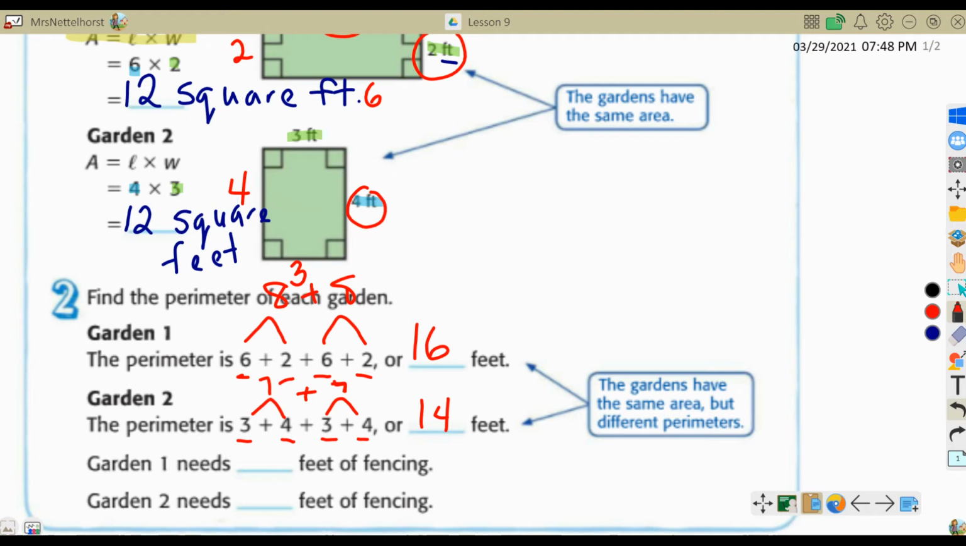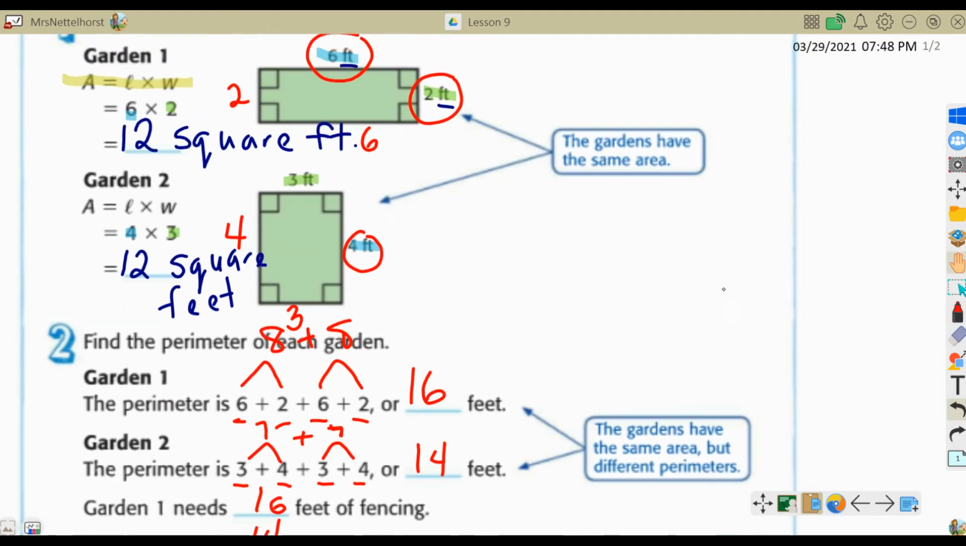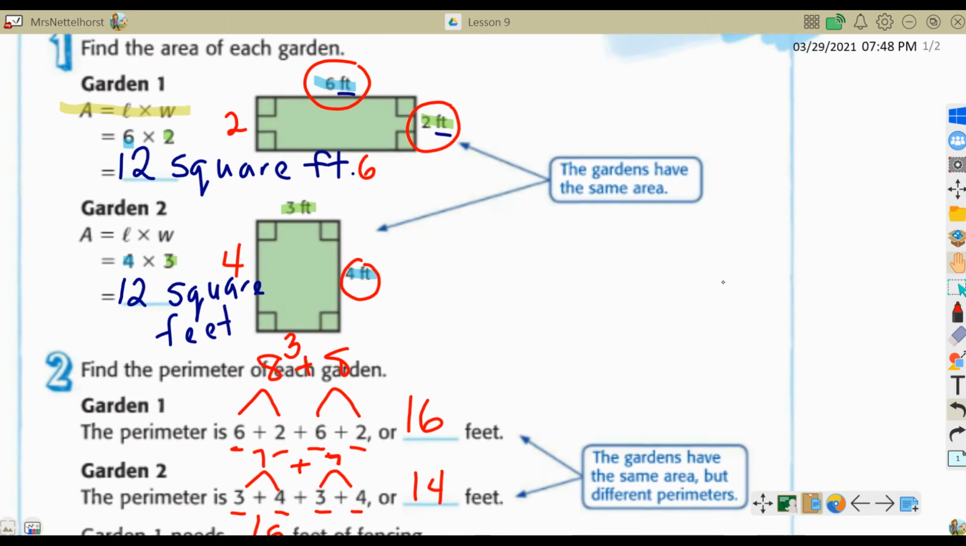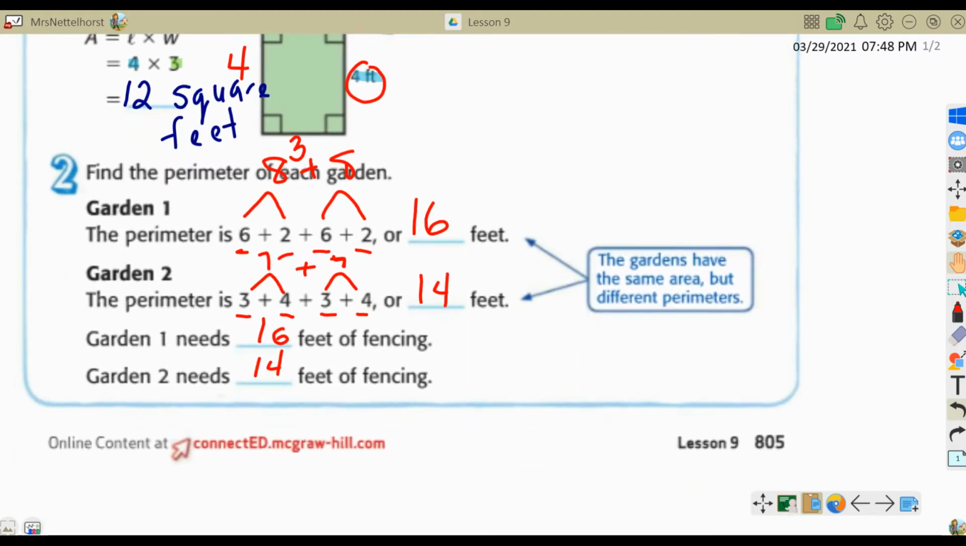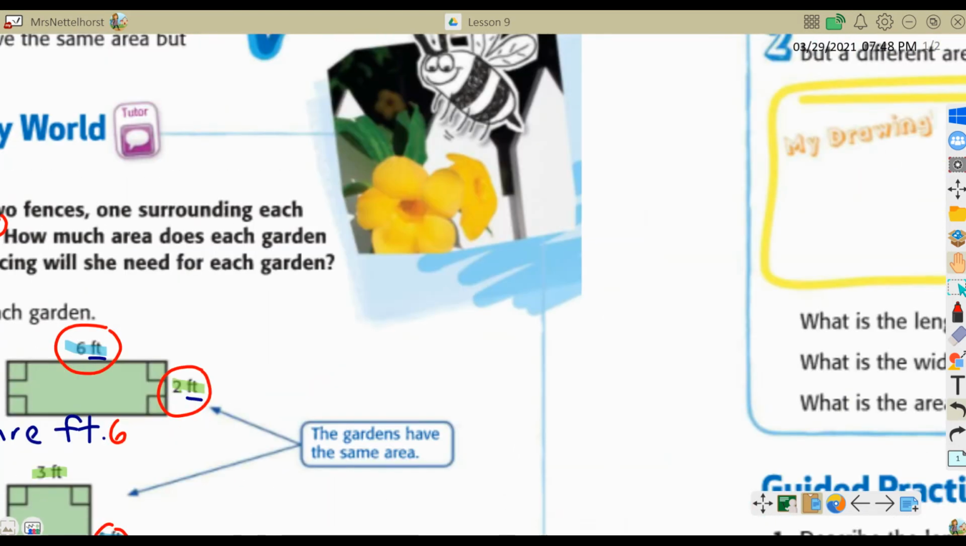So garden 1 needs 16 feet of fencing and garden 2 needs 14 feet of fencing. They have the same area, but they have different perimeters. And that is because of the size of the sides. Okay, so again, both have 12 square feet inside of them, but you need different lengths of fencing because the sides are different sizes. Okay, so let's go on to the next page.